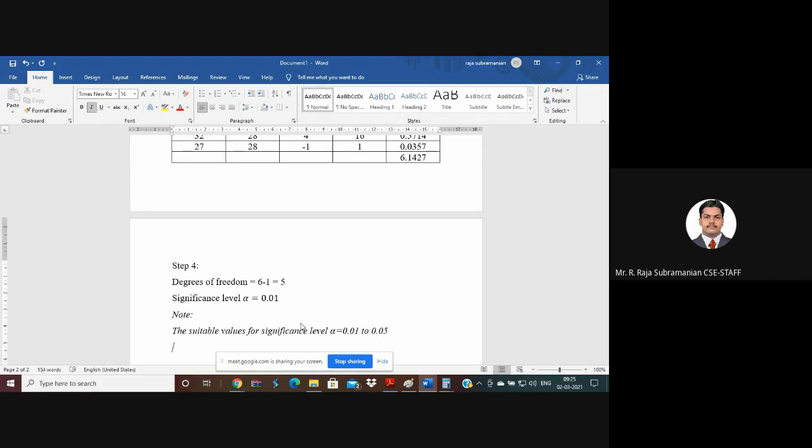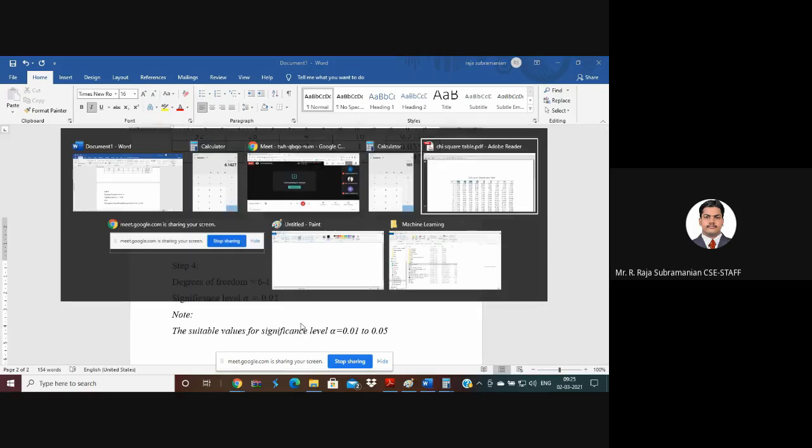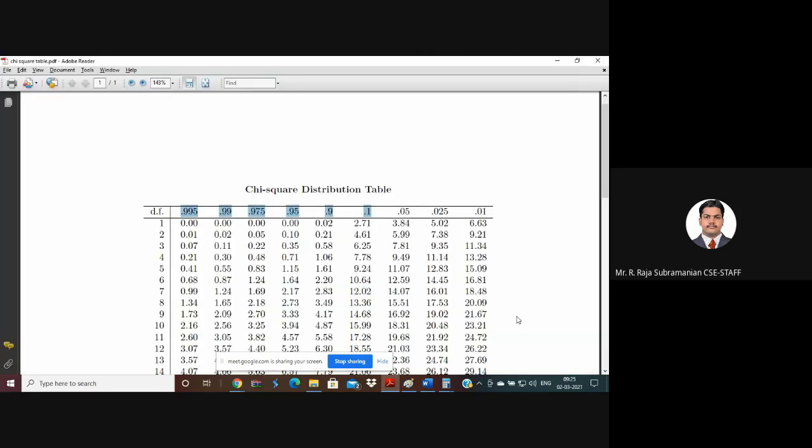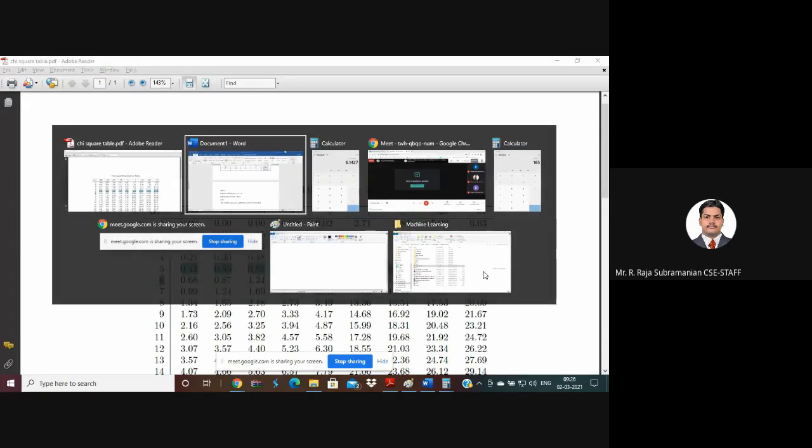Now we took 0.01. I go to the chi-square table, right? Now you can tell me, where is 0.01? Here it is, my 0.01 is present. And as you said, my degrees of freedom is going to be 5. So in this range, I need to search, right? In my 0.01 column and the degrees of freedom 5 row, what is my value? 15.09, right?